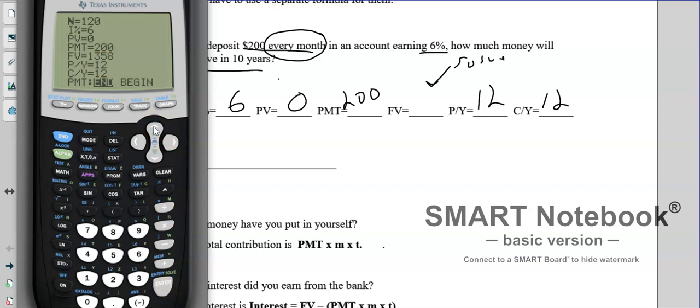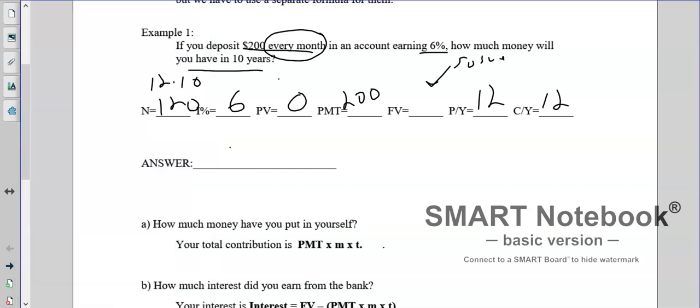We go up here to future value, and we're going to hit alpha solve. And there is our money right there. So $32,775.87.